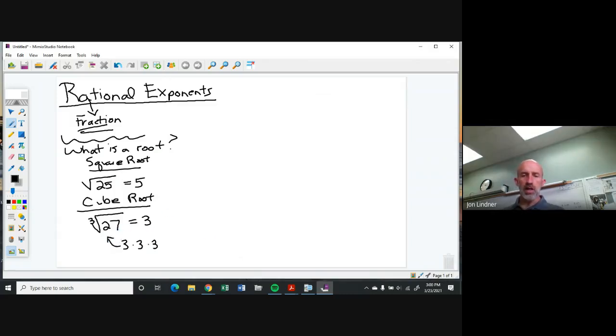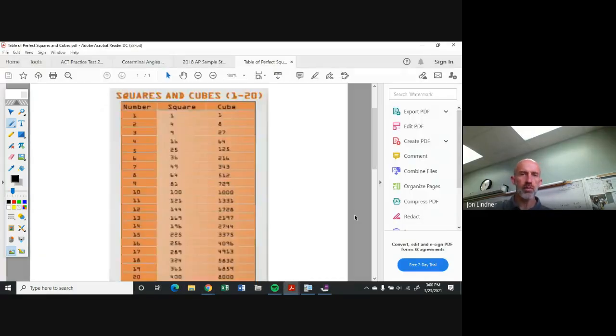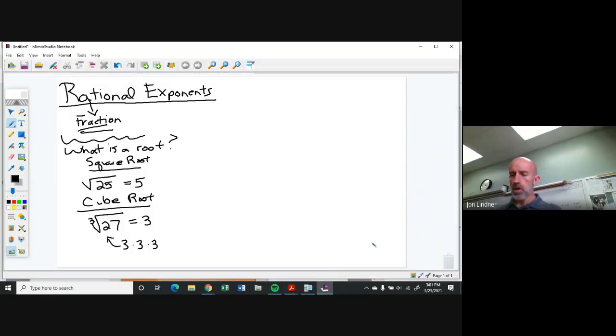One of the things that is helpful when you're working with these is what I call a table of perfect squares or cubes, like I'm showing you here on the screen. I typically give my students one of these. A table of squares and cubes definitely comes in handy when you are working with this.